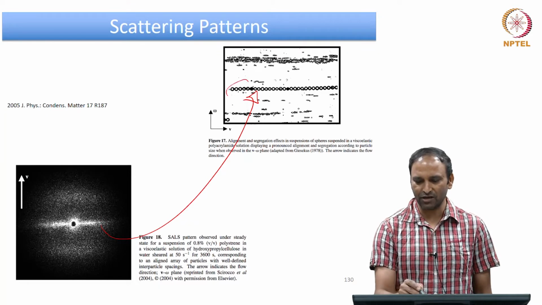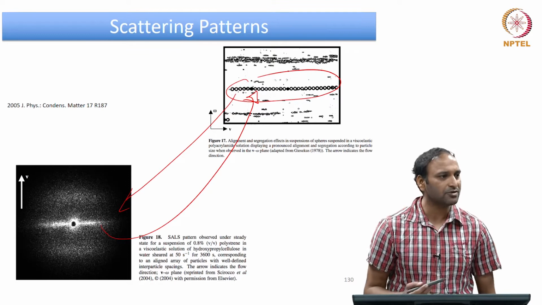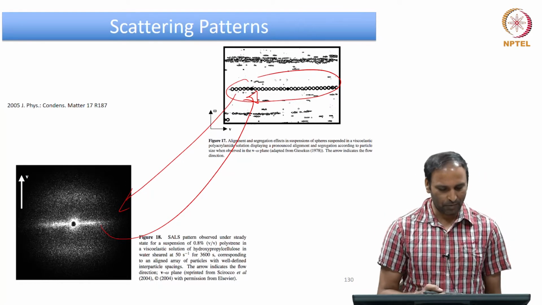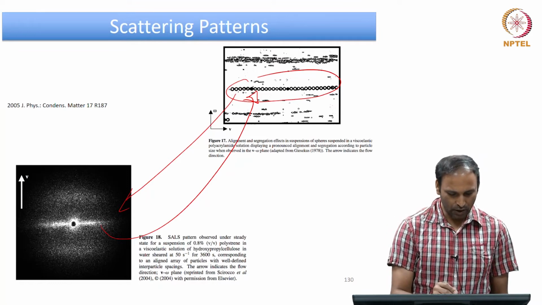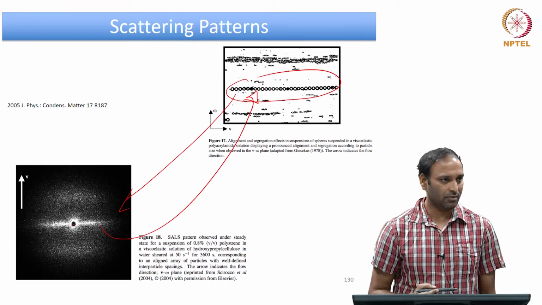Okay, in this case there is a chain of particles, and if you have a chain, you will typically get a pattern which looks something like this. What people do is they do what is called a radial averaging. You can go back and read up a little bit about it.